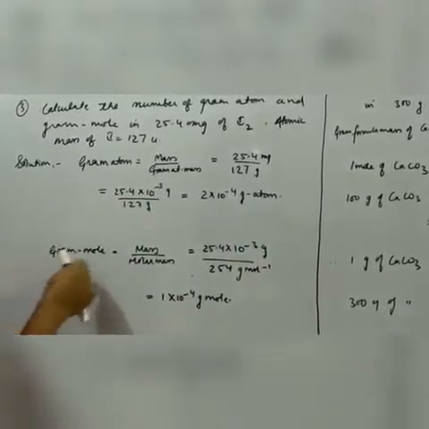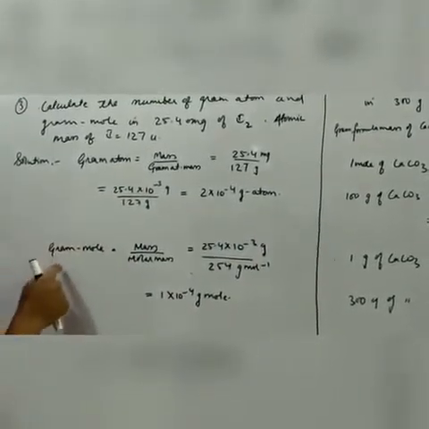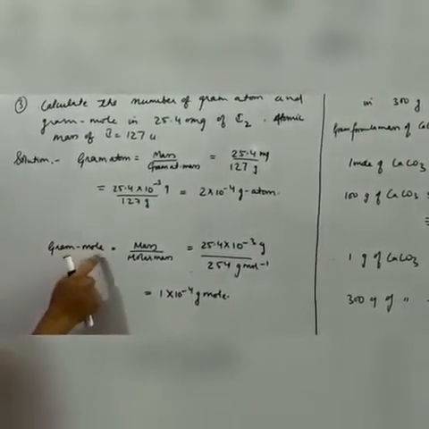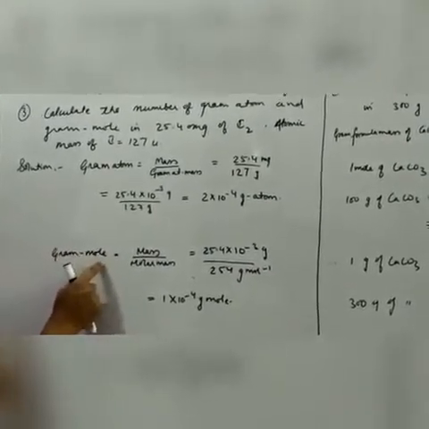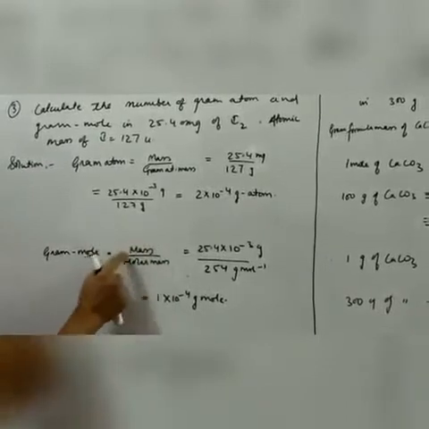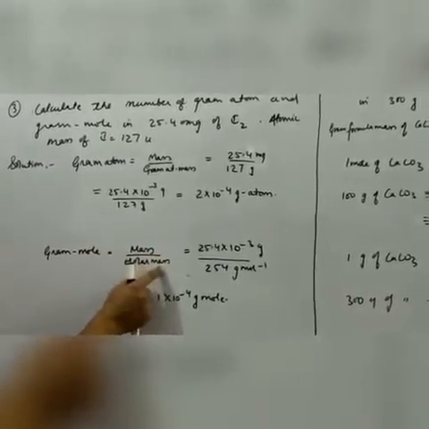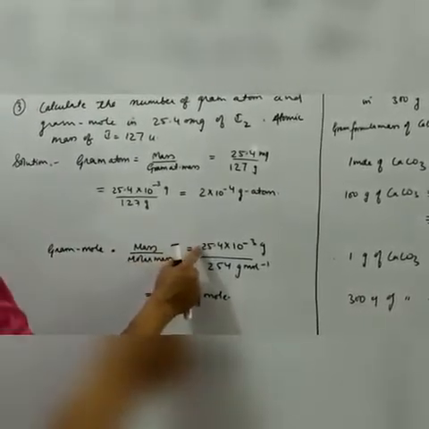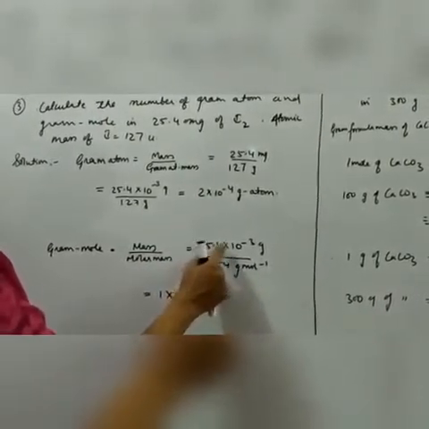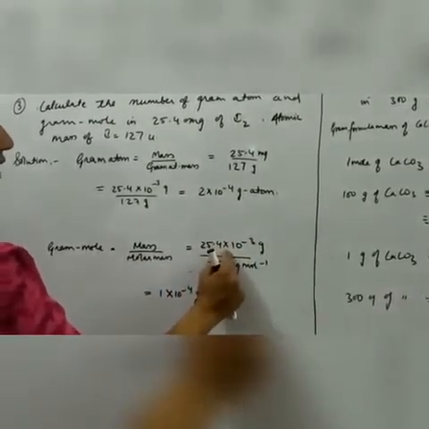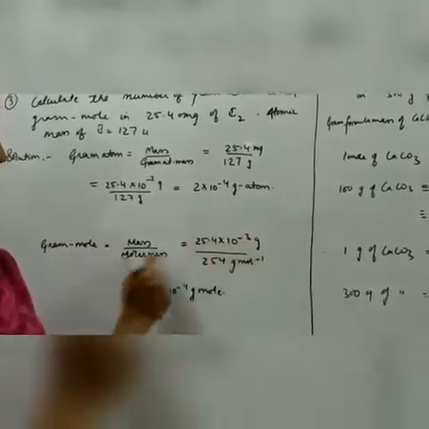Now to find out the number of gram mole, the mass has a relation with the mole, that is the molar mass here. So it is mass upon molar mass. The mass is given as 25.4 mg, which we convert into grams by multiplying by 10 to the power minus 3.